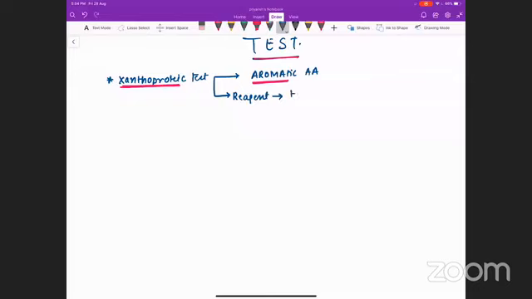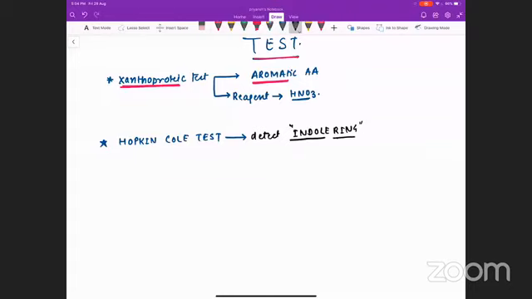The reagent used in the xanthoproteic test is HNO3. The second is the Hopkins-Cole test. What the Hopkins-Cole test will do is detect the indole ring. Hopkins-Cole test detects the indole ring.